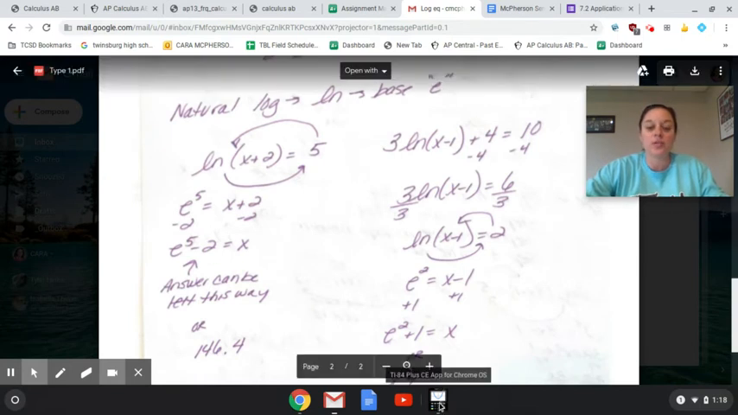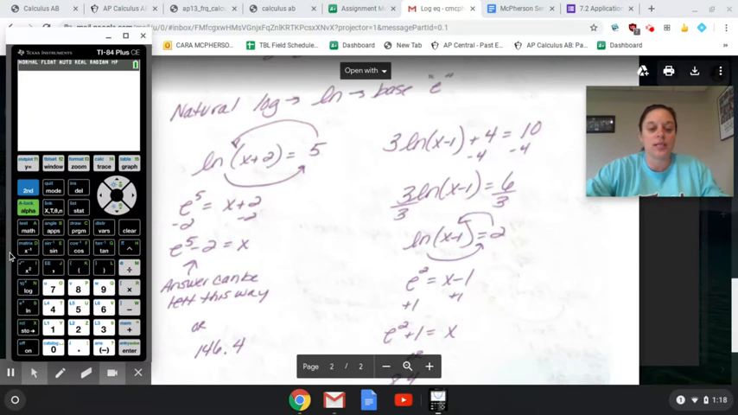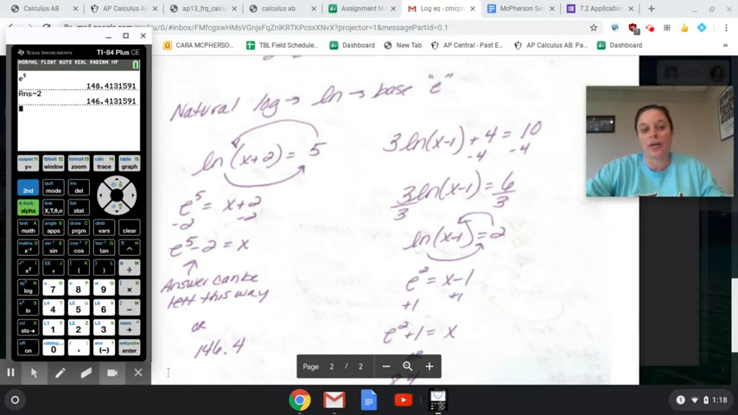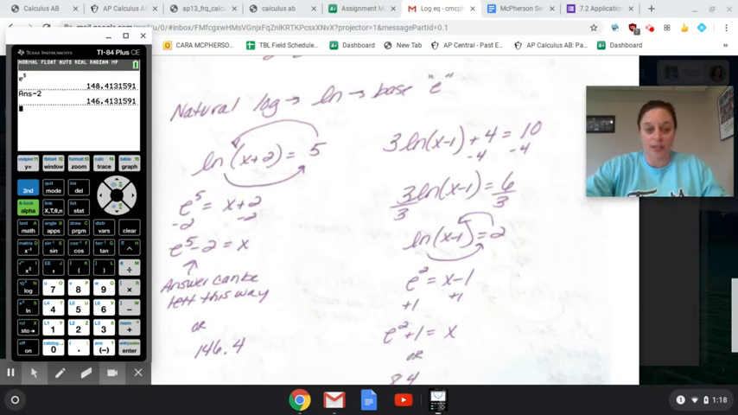If you want a calculator answer, or if the answer is written in decimal form, you go to second and ln, and that will give you your e button. Then you type in the fifth, hit enter, so that you know what that is, and then do your minus 2. And that's where this answer of 146.4 comes from. I may ask you to round to one decimal place, or I may ask you to just leave it in exact form, which to me is easier and you don't have to grab a calculator.